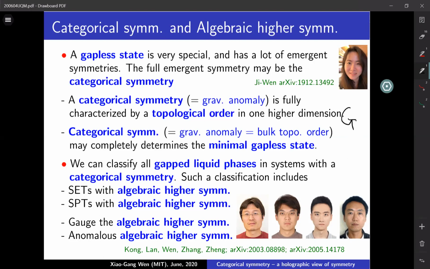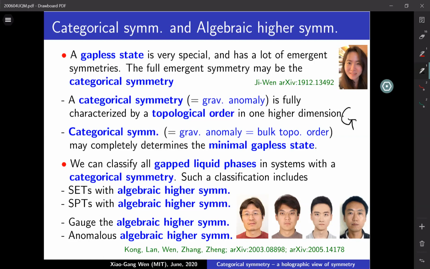Certainly, we are dying to know whether we can generalize this picture to continuous symmetry. Yeah, this is really, really interesting. And it will be very, very different. I would say there's a major change, but I hope some of this point of view can still survive and help us to get this different picture for continuous symmetry.